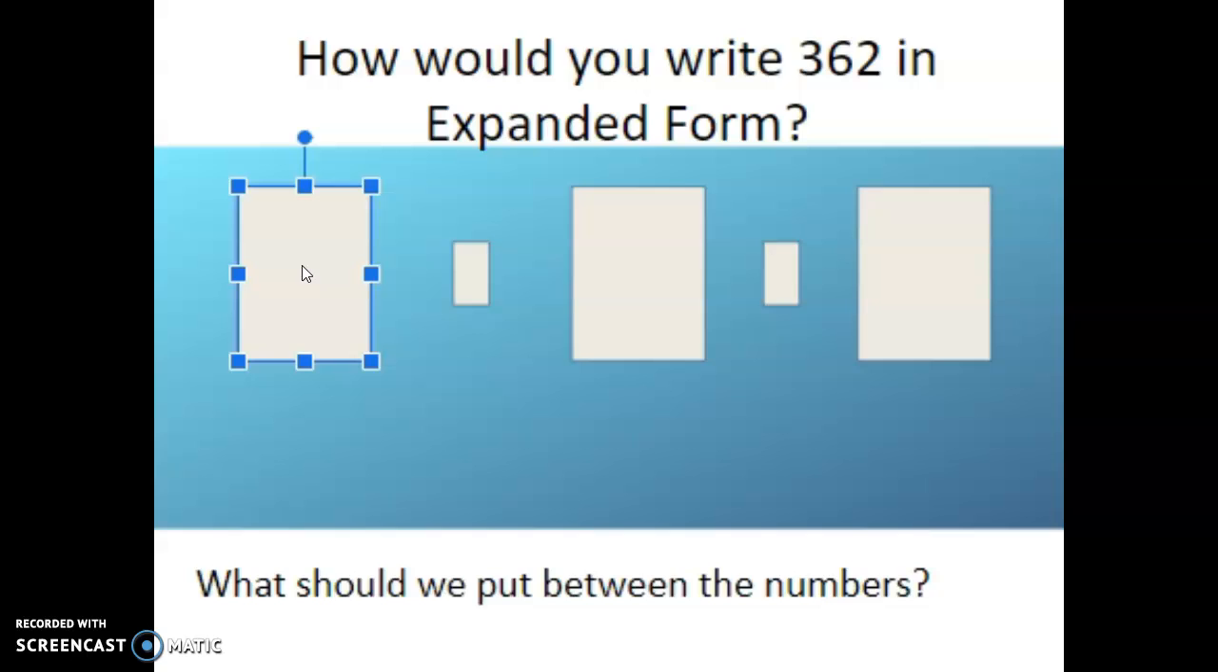Now, when I say the number, I actually say the place value, 300. So there's 3 hundreds there. So the place value is the hundreds place value. And that would be written in expanded form.